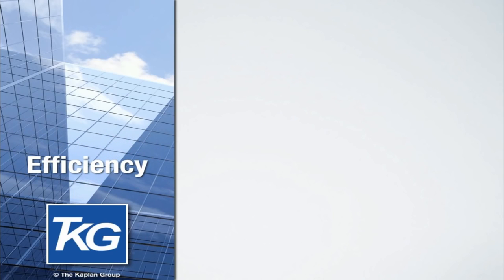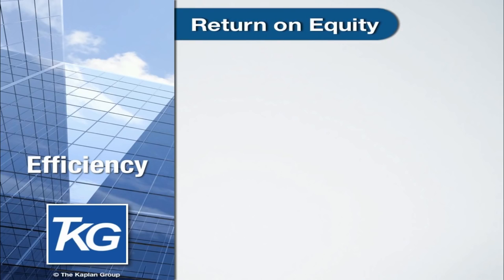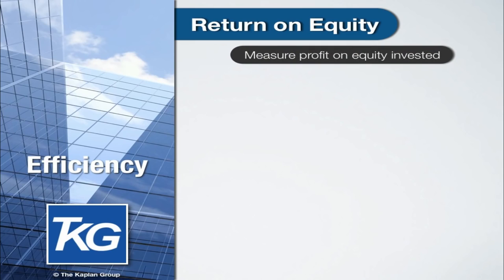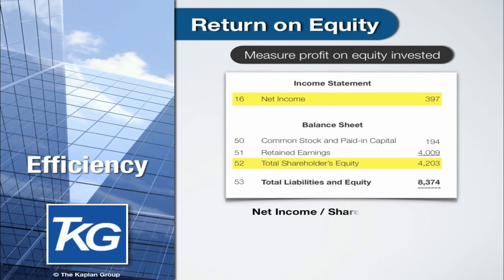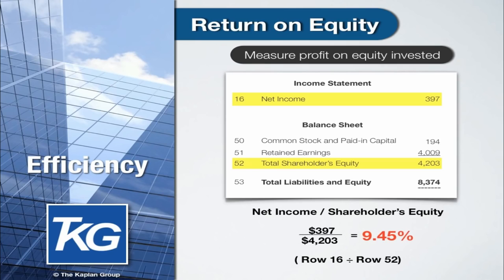Next, we are going to measure how efficiently management is running the company. The first ratio we'll look at is return on equity. This is a measure of the company's earnings on the equity that the shareholders have invested. We simply take the net income and divide it by shareholders' equity. In this example, $397,000 of net income divided by $4,203,000 of shareholders' equity gives us a return on equity of 9.45%.